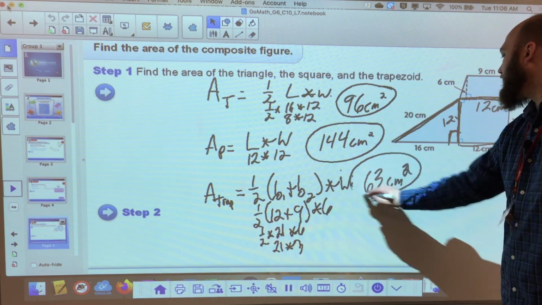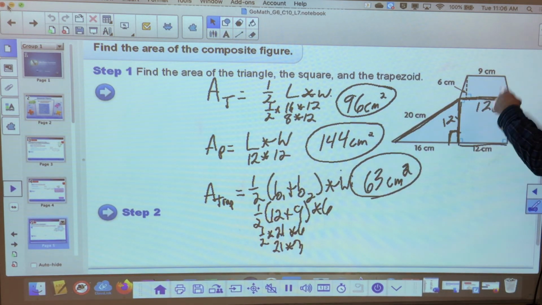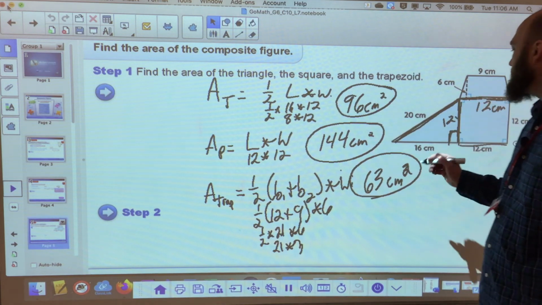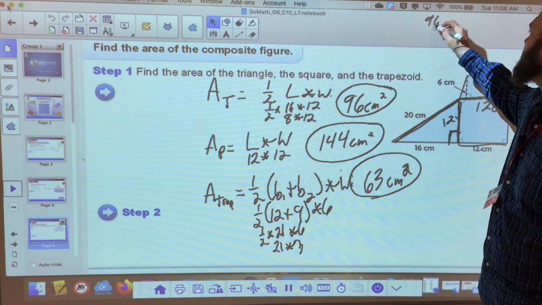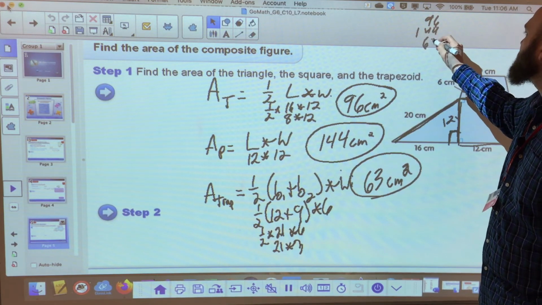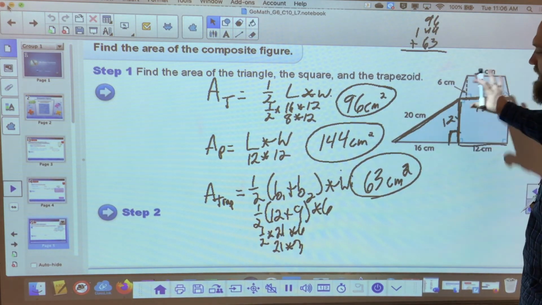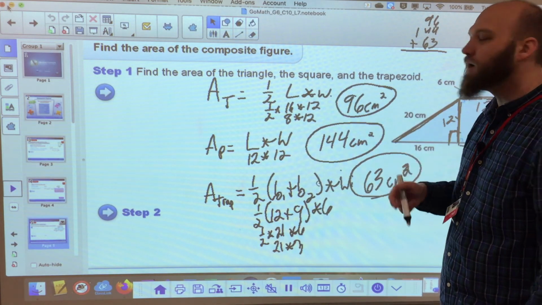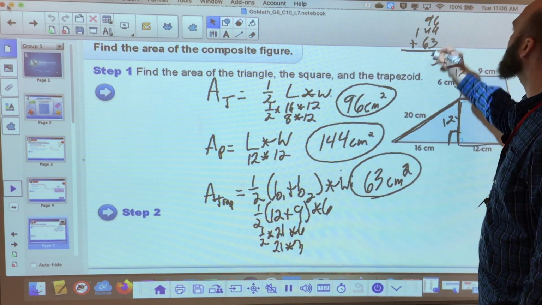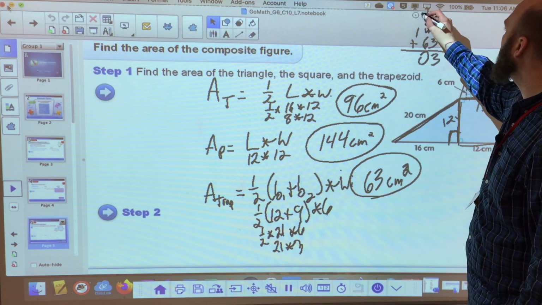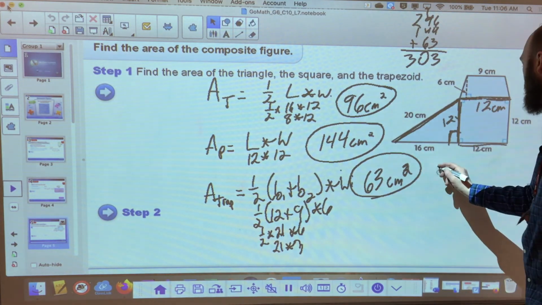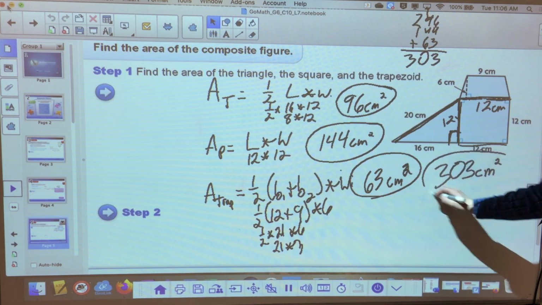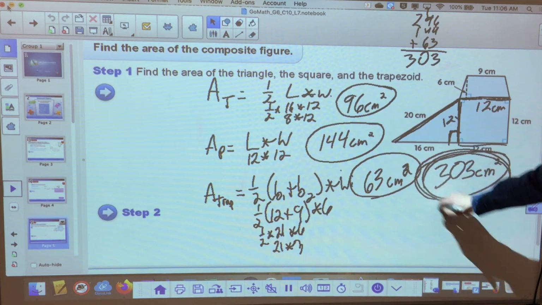All right, so now I have the area of all three of these objects. I have 63, I have 144, and I have 96. So I'm going to add them all together. 96, 144, and 63. Add them together to get my full composite figure. So I've solved each shape on their own, and then I'm going to add them together. And this becomes 13, that becomes 20, 303. So my overall 303 centimeters squared.